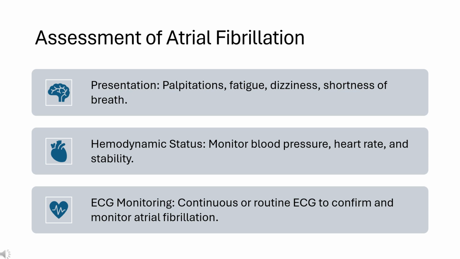In acute settings or for hospitalized patients, continuous ECG monitoring is vital to detect AFib episodes, especially if they are intermittent, which is paroxysmal AFib. This helps in assessing the duration, frequency, and rate control of AFib.